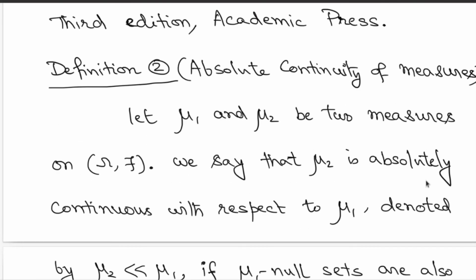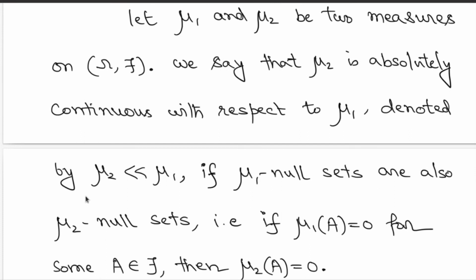But there is an opposite type of structure involving measures. This is something called absolute continuity of measures. So again, start with two measures and we are going to compare them in some aspect. So these two measures are defined on the measurable space (omega, script F). Say that mu2 is absolutely continuous with respect to mu1, which we denote by this symbol, if mu1 null sets are also mu2 null sets.